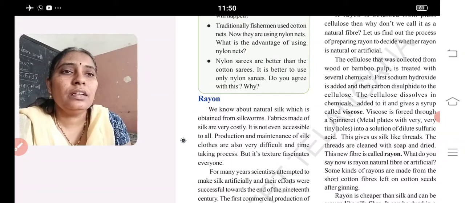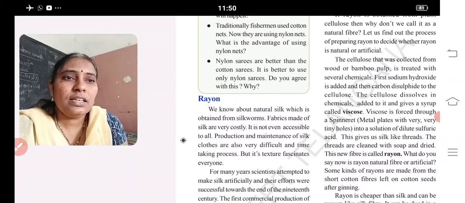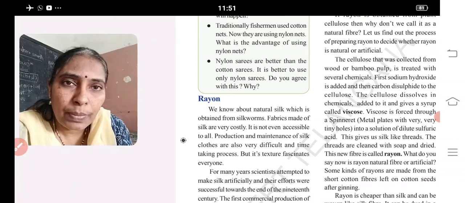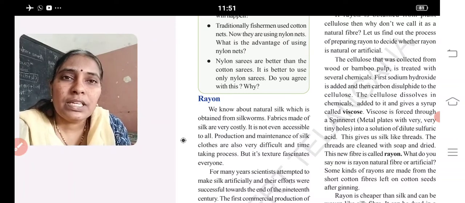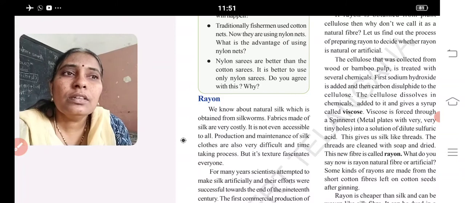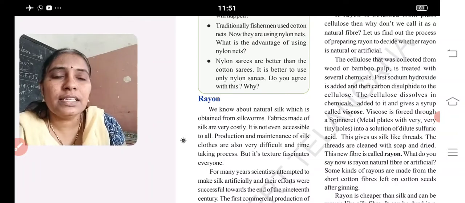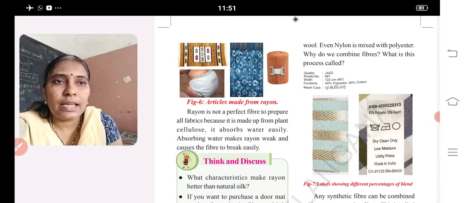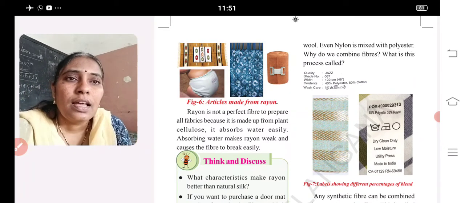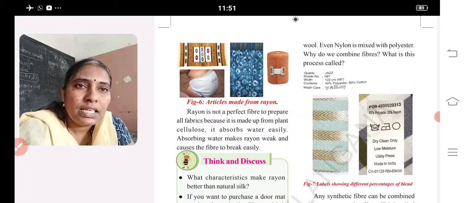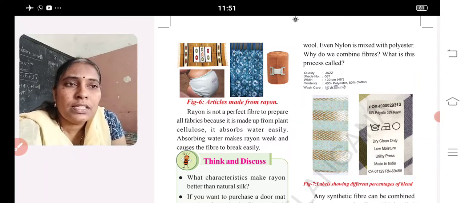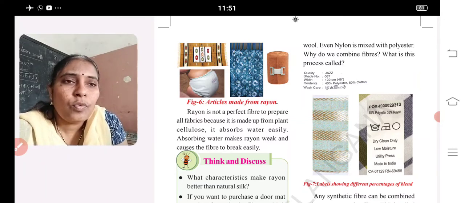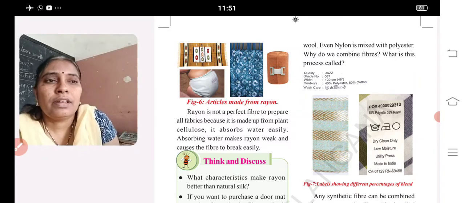Rayon is known as artificial silk, and it is obtained from plant cellulose, but it is not a natural fiber. Some chemicals are added to that plant cellulose and we get rayon. As chemicals are added, it is said to be a synthetic one. It is used in diapers and bandages, and it absorbs water easily. That's why where there is a necessity of absorbing water, we use rayon.